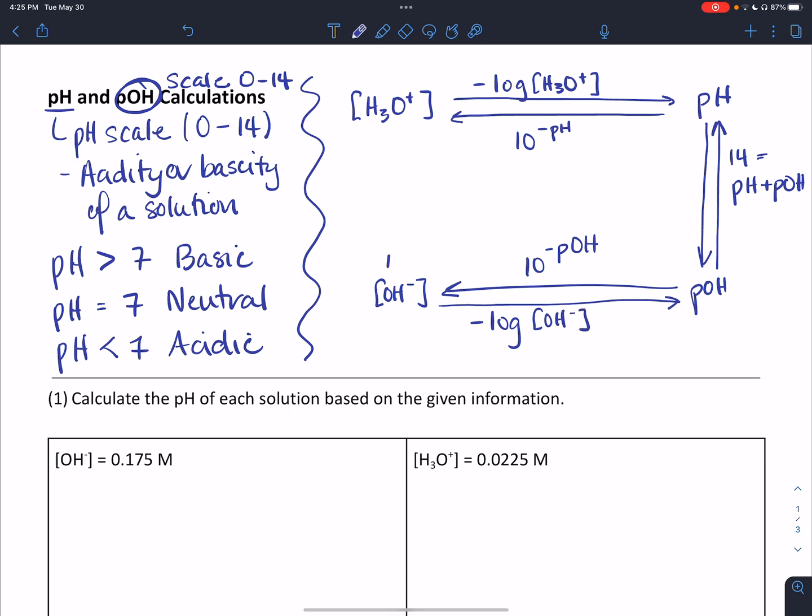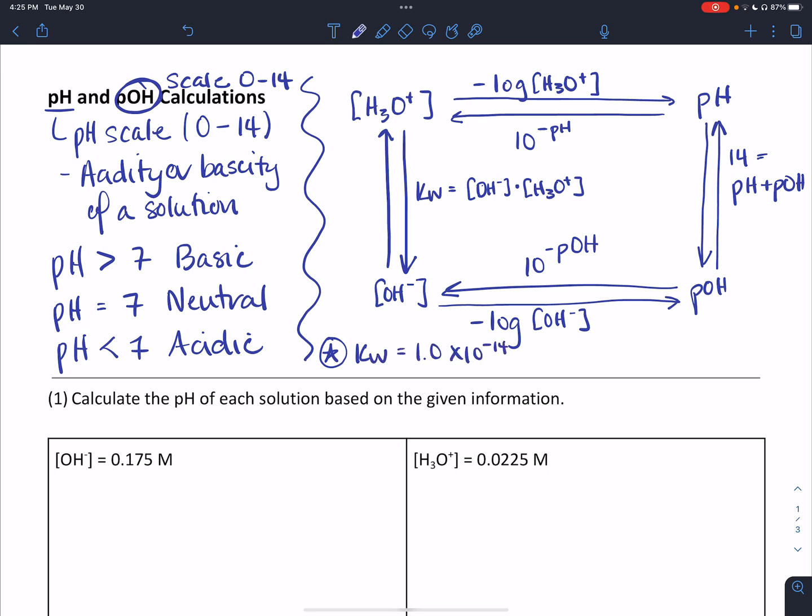All right. And then finally, we learned that we can move back and forth between hydronium and hydroxide through the Kw expression, where Kw is equal to the concentration of hydroxide times the concentration of hydronium. Just keep in mind that Kw is a constant, and at room temperature, it tends to be 1 times 10 to the negative 14. If you have a different temperature, because it is an equilibrium constant, it will vary. But for our purposes, we're going to keep everything at a temperature of 25 degrees Celsius.